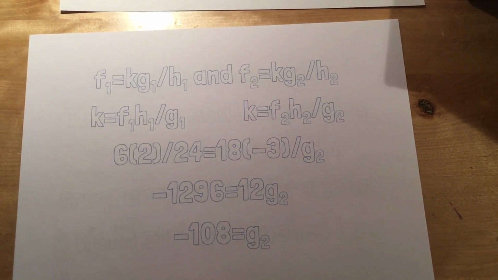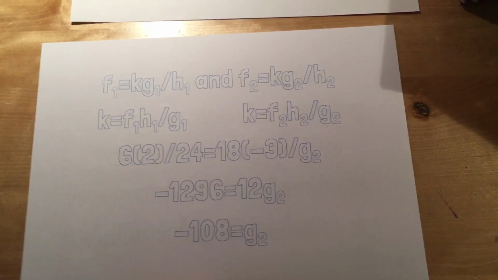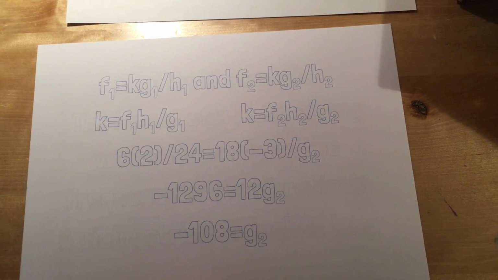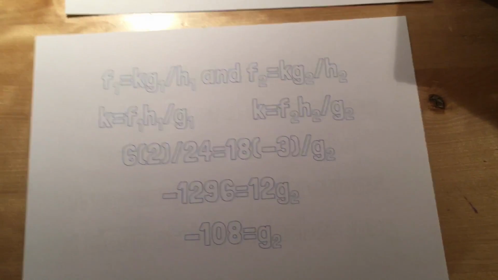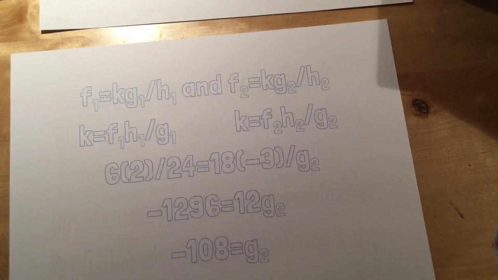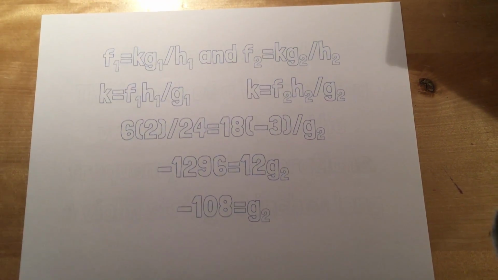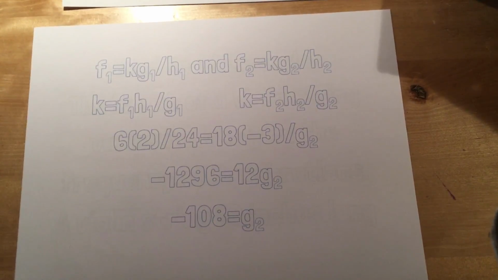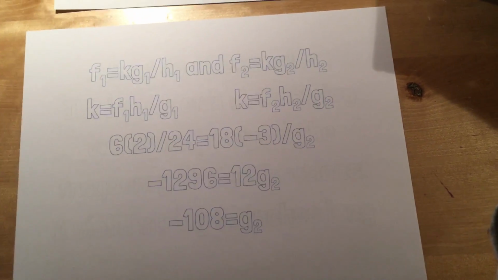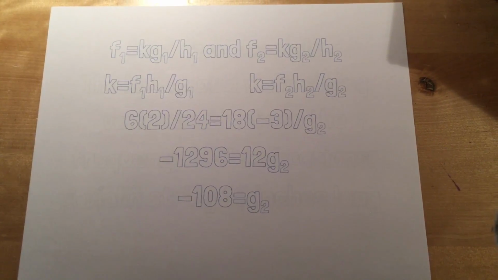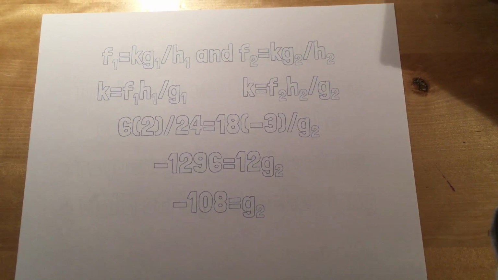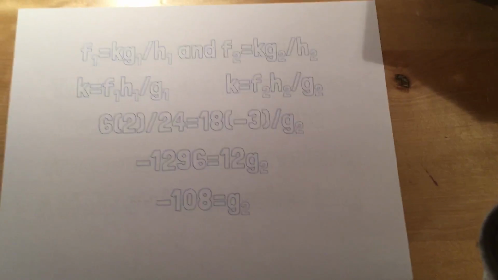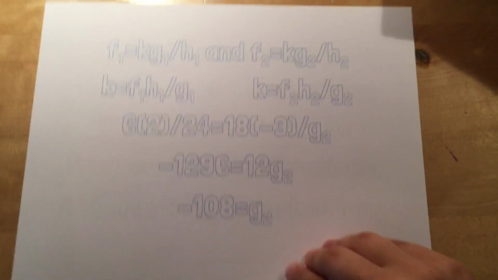Get k on the outside, cancel them out. f1h1 over g1 equals f2h2 over g2. Sub 6 for f1, 2 for h1, 24 for g1 equals 18 for f2, -3 for h2 over g2, since we're solving for g2. Cross multiply, get 12g2 equals -1,296. Divide by 12, g2 equals -108.